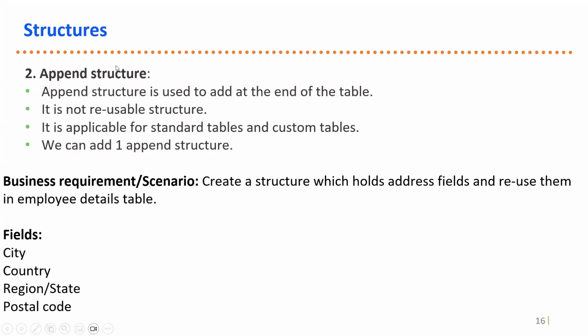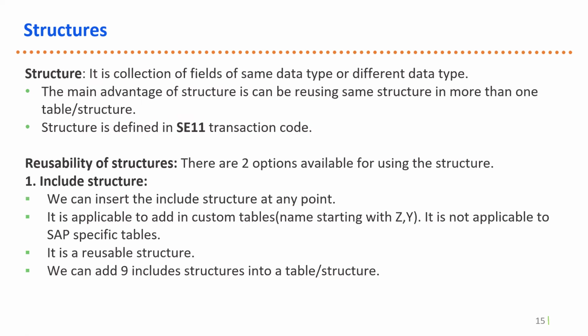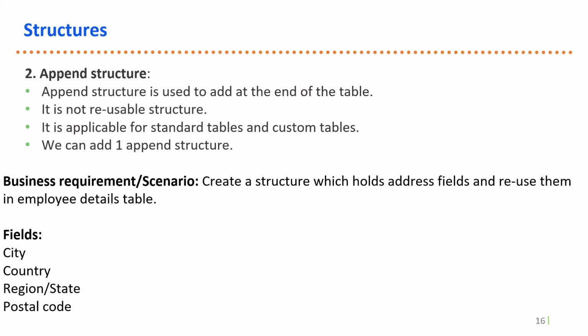So append structure can be used in standard tables as well as custom tables. And an append structure adds the record at the end of the table. We have seen include structure. Include structure can be added at any position in the table, but append structure will add the record at the end of the table only. It won't be added in between any fields. It will add the structure at the end of the table.